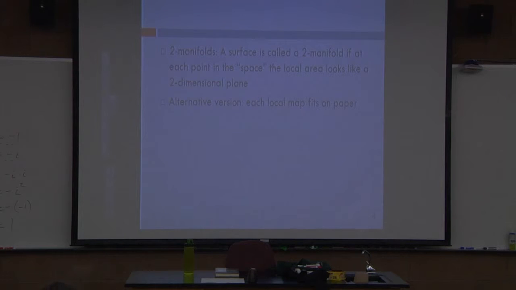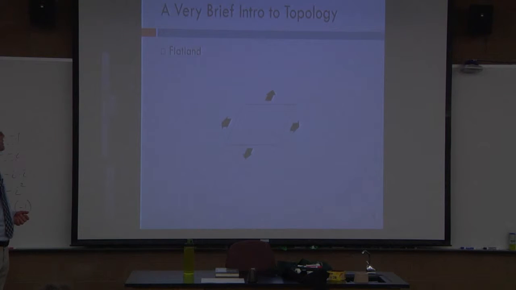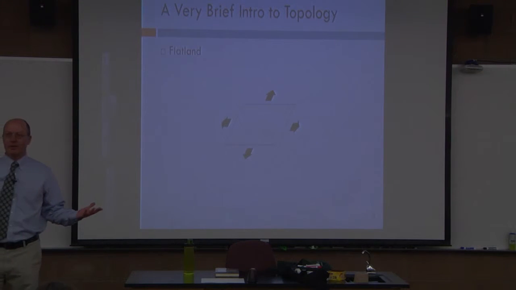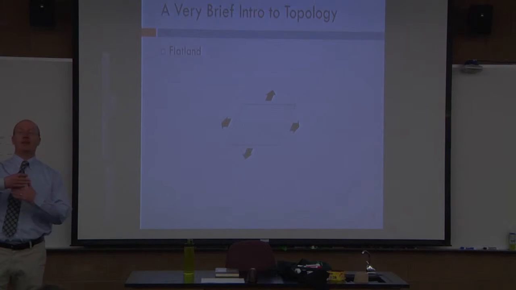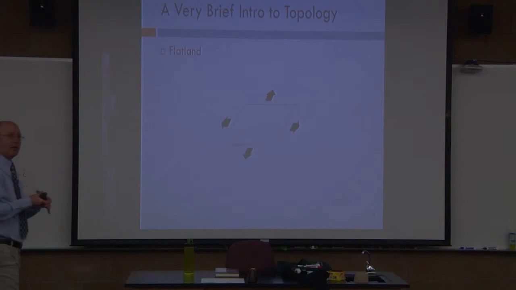In topology, we're going to be looking for things that are called manifolds. So this is the topological version of what I was describing before as groups. In topology, they're looking for manifolds. A surface is called a 2-manifold if the local maps are 2-dimensional. Another way to say that is that the local map fits on paper. So let's just go back to the ones we were discussing. This map is theoretically an infinitely sized sheet of paper. The local maps are on paper. So this is a 2-manifold because every one of those maps is a 2-dimensional structure.